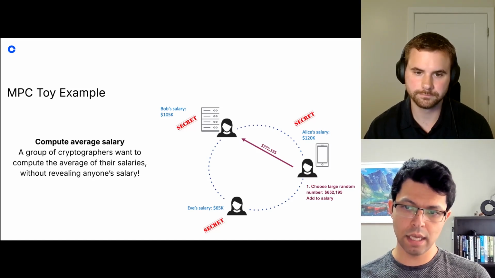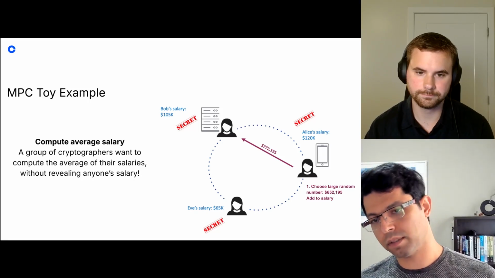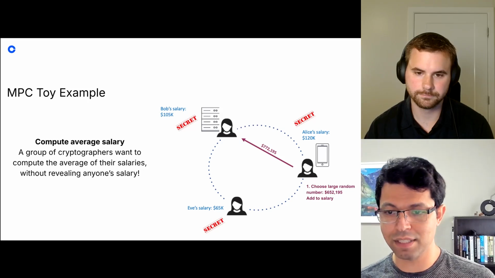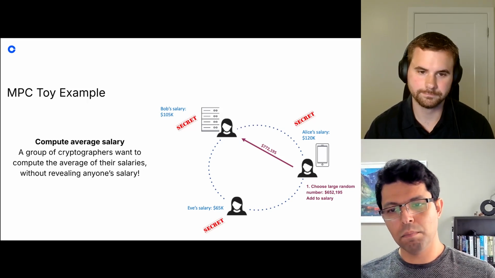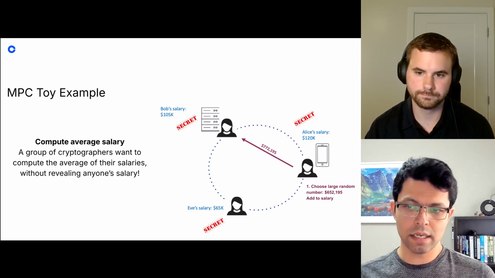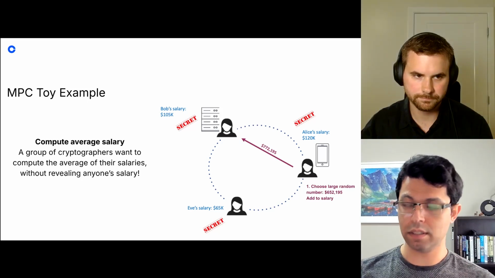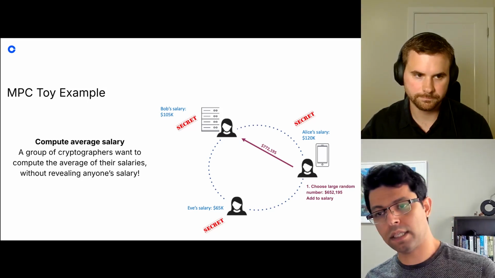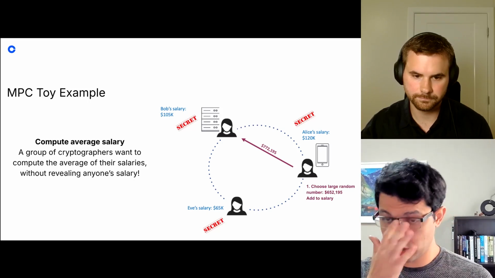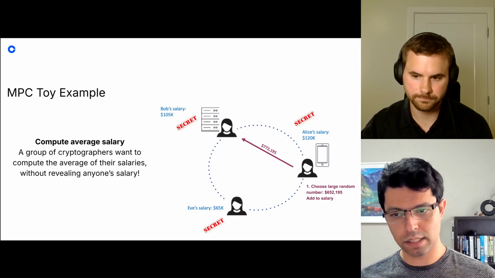So notice that when Bob receives this value, 772,195, I'm going to drop the 195 for the sake of simplicity, 772K. Bob cannot tell what Alice's salary is, right? Because Alice's salary could have been 100K and the random number was 672K, right? Or Alice's salary could have been just $1 and the random number was 771. So just by looking at this number, Bob learns nothing about Alice's salary, okay?